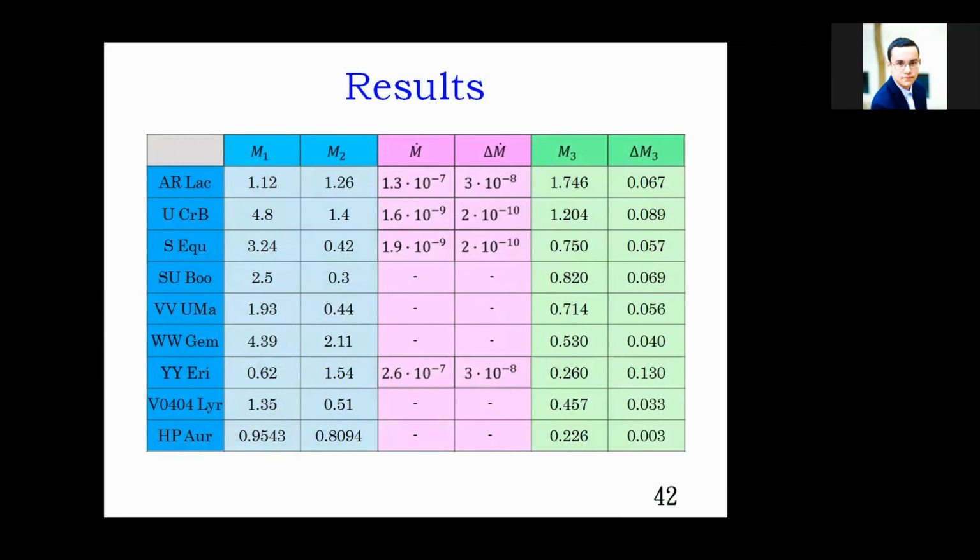Also, there is an example of final results. M with a dot is the rate of the mass transfer, M3 is the mass of the third component, and for all 31 stars, as we computed, the mass of this component means that it is a star. It could be something like a brown dwarf, not a normal star, but it's not a planet, definitely, within the errors.